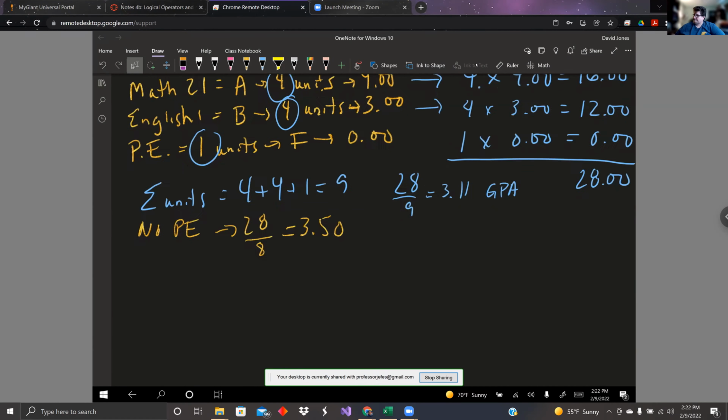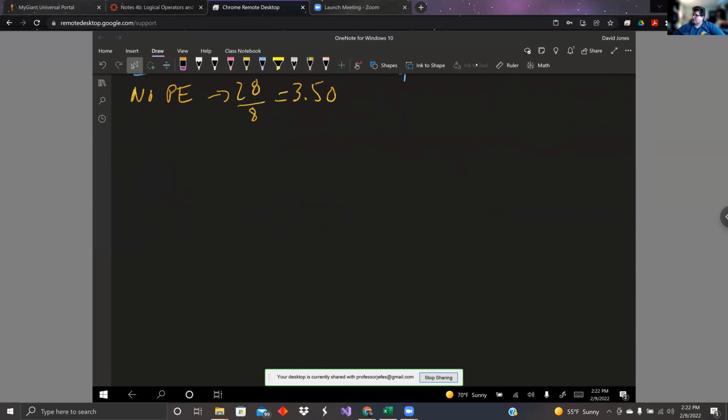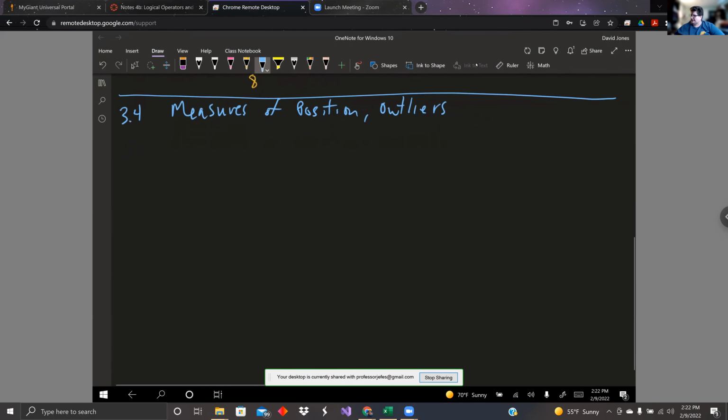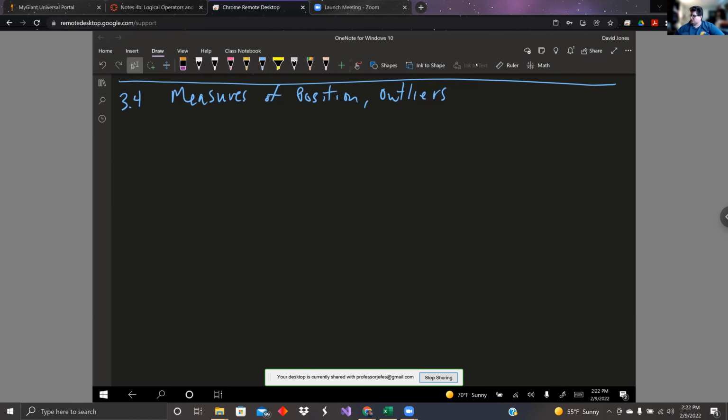Okay. We will start 3.4. And 3.4 is on measures of position and outliers. And I think it's handy to draw that bell curve, or the empirical rule, again, because it's kind of important.